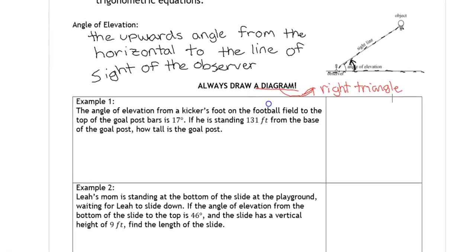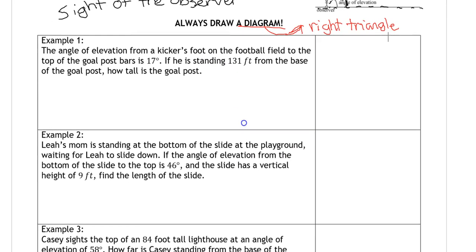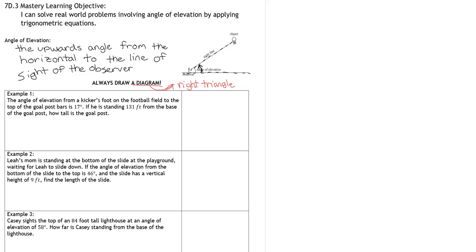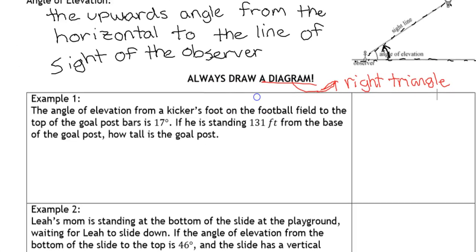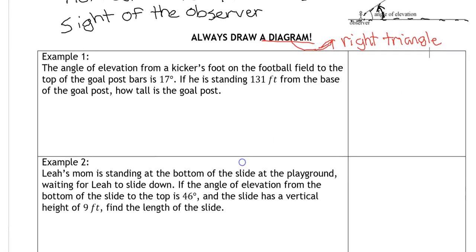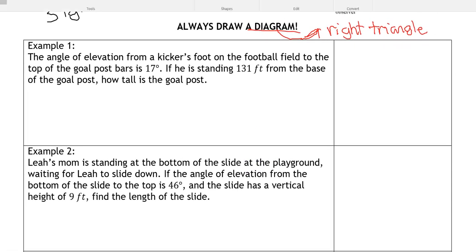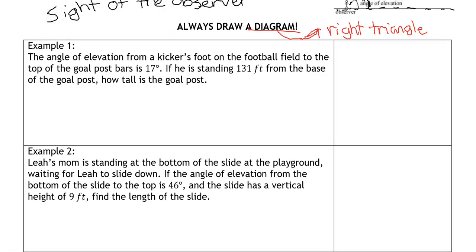So looking at example 1, the angle of elevation from a kicker's foot on the football field to the top of the goalpost is 17 degrees. If he is standing 131 feet from the base of the goalpost, how tall is the goalpost?